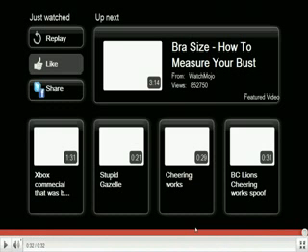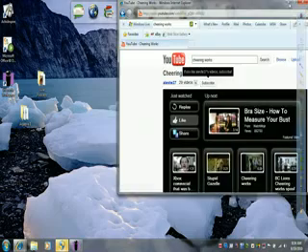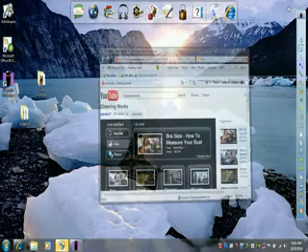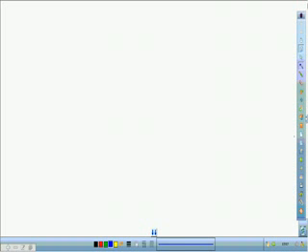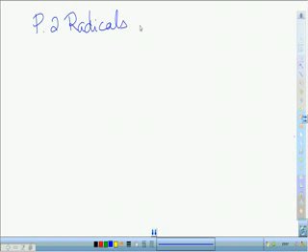Okay, so now we're going to start with our lesson. I hope you have your stuff out so that you can take some notes. Radicals and rational exponents.